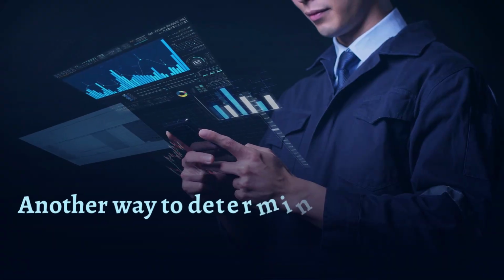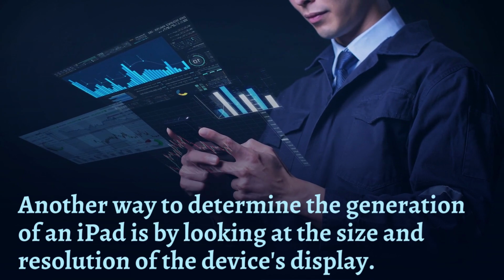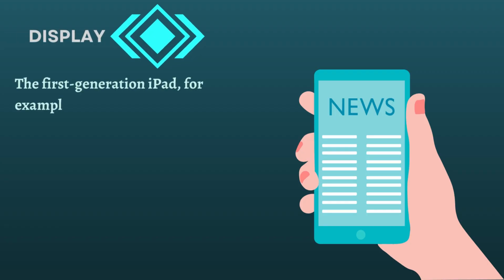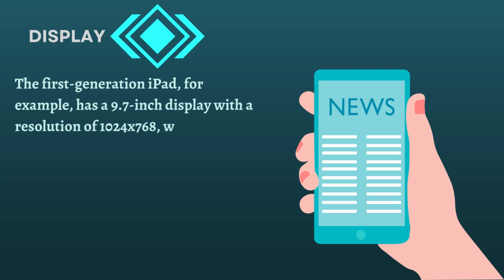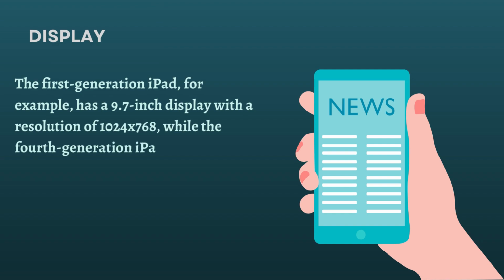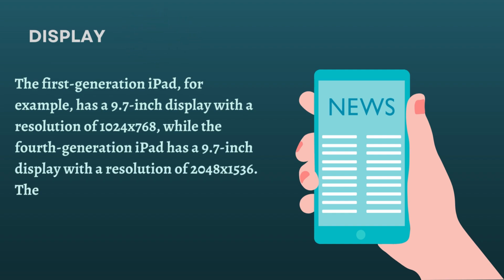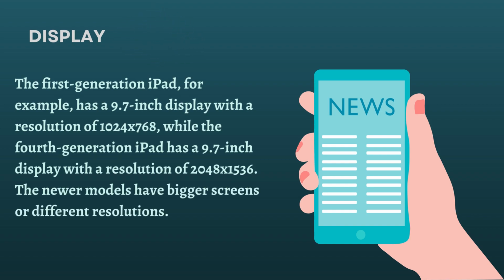Another way to determine the generation of an iPad is by looking at the size and resolution of the device's display. The first generation iPad, for example, has a 9.7-inch display with a resolution of 1024 by 768, while the 4th generation iPad has a 9.7-inch display with a resolution of 2048 by 1536. The newer models have bigger screens or different resolutions.